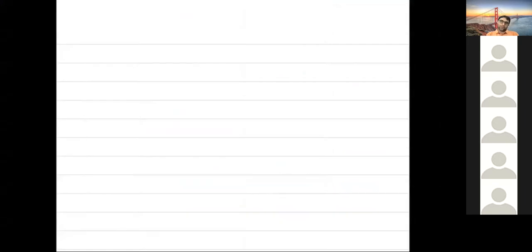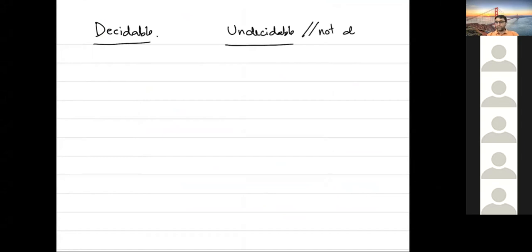No, sir. Okay. So from this point onwards, so far we have been looking at languages which are decidable, right? Now we will look at languages which are not decidable. We will call them undecidable, which means not decidable. So we will look at some of the languages which are not decidable. But before we go there, let's talk about a few things.